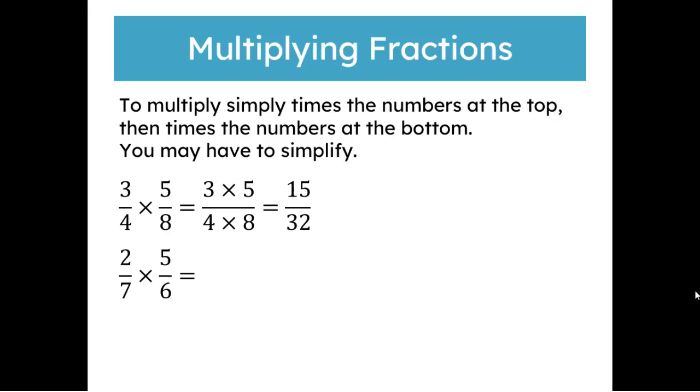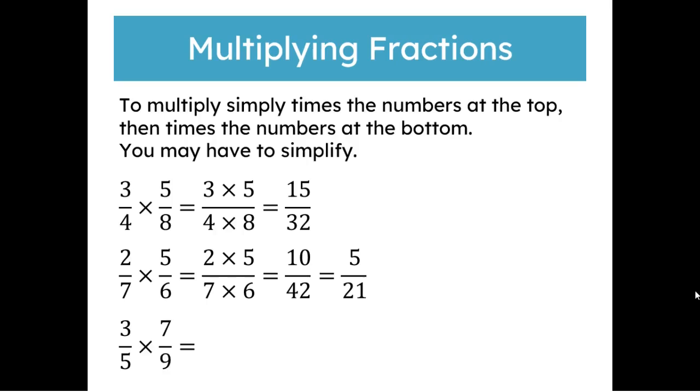2 7ths times 5 6ths is 2 times 5 over 7 times 6. 2 5s are 10, 7 6s are 42. They're both even. I can simplify this and divide top and bottom by 2, 5/21. 3/5 times 7/9, well, 3 times 7 over 5 times 9, 3 7s are 21, 5 9s are 45, but both of these are divisible by 3, so I can get 7 on the top and 15 on the bottom.